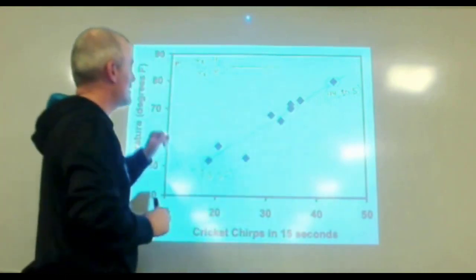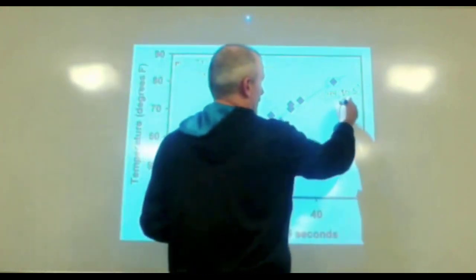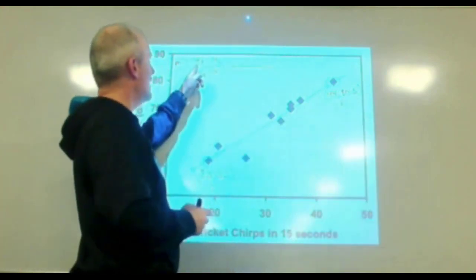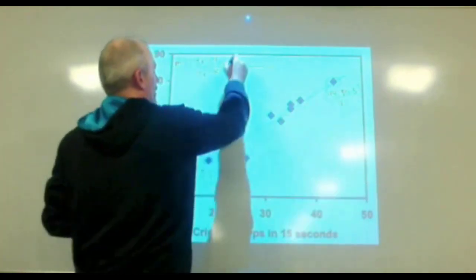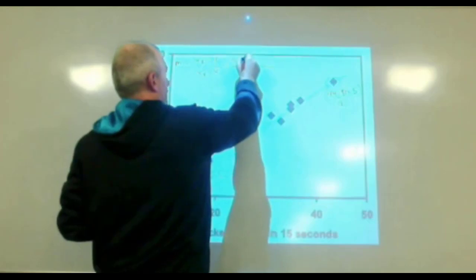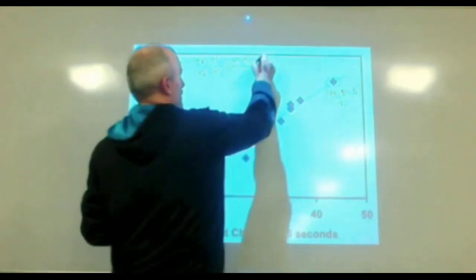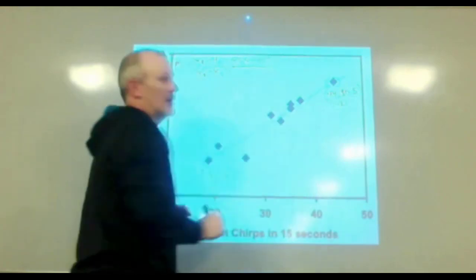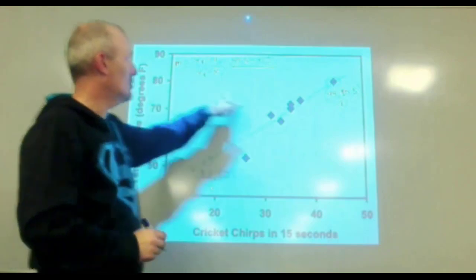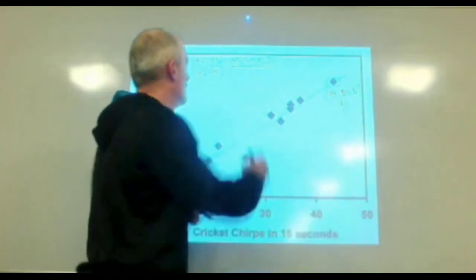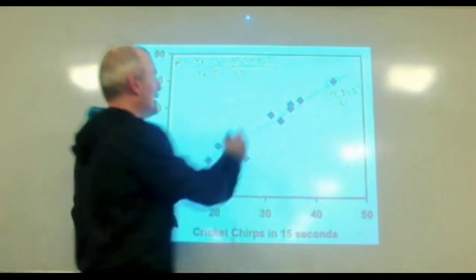So for us, we'll call this point number 1 and this point number 2. Our y2 value is 80.5, and that will go in right here: 80.5 minus the y1 value, which is 52. That's going to go on the top. Then on the bottom, we have x2, which is 44, minus x1, which is 18.5.